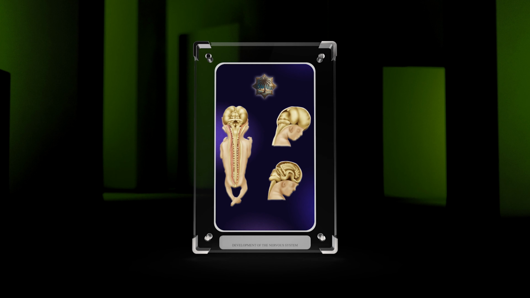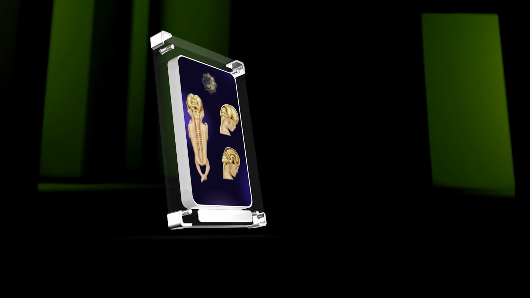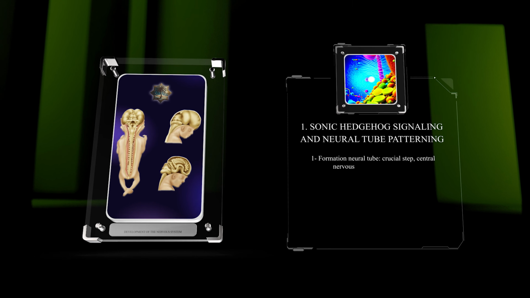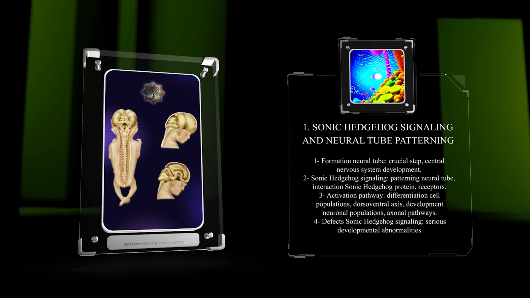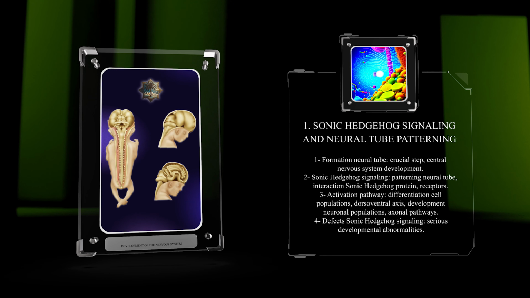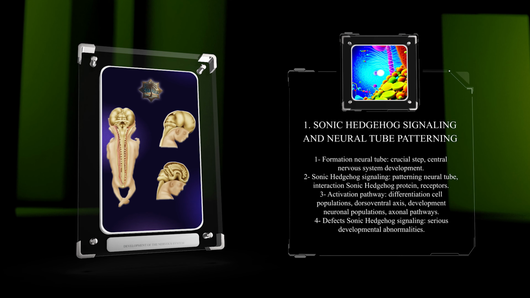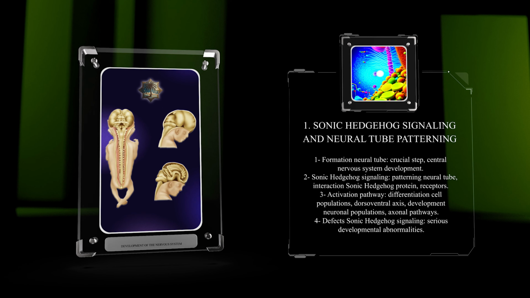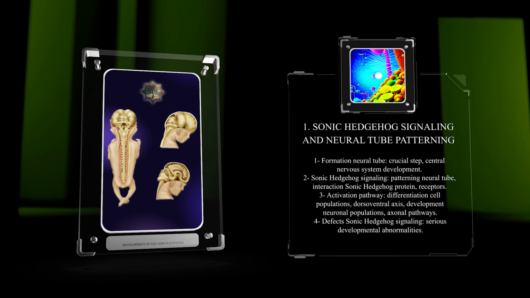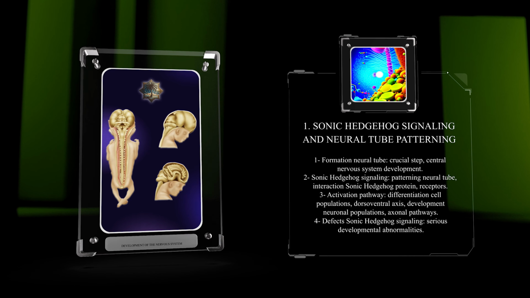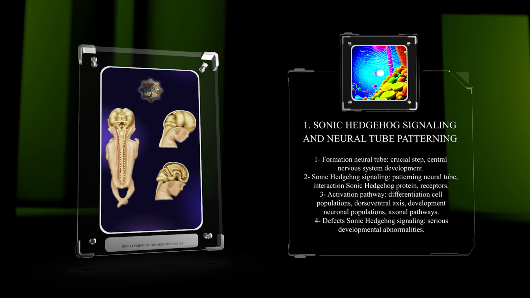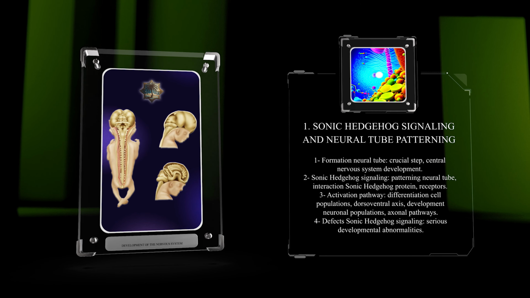So, let's get started. The formation of the neural tube, a crucial step in central nervous system development, involves sonic hedgehog signaling. This pathway influences the patterning of the neural tube through the interaction between sonic hedgehog protein and its receptors. Activation of this pathway leads to the differentiation of distinct cell populations along the dorsoventral axis, contributing to the development of different neuronal populations and axonal pathways. Defects in sonic hedgehog signaling can result in serious developmental abnormalities.